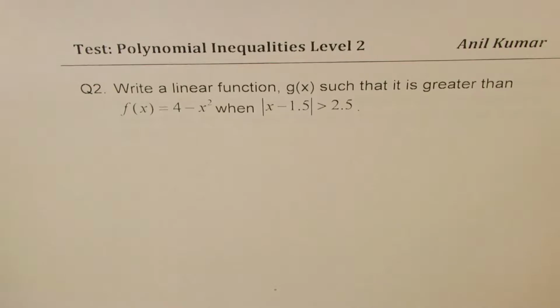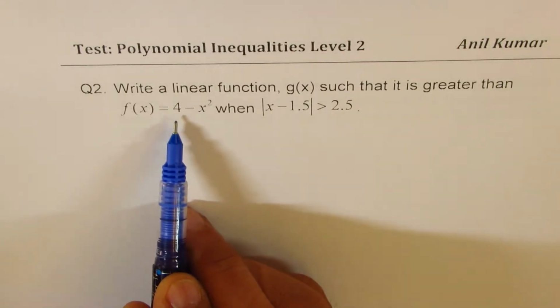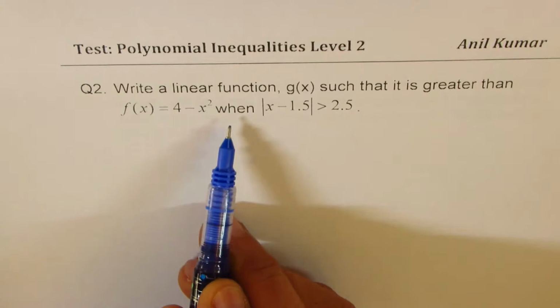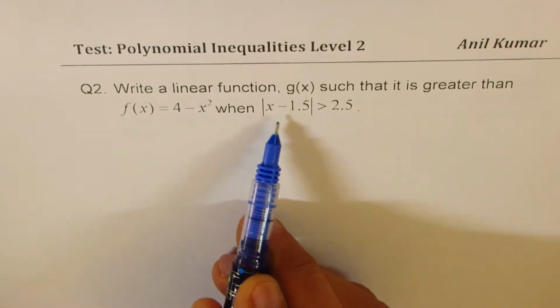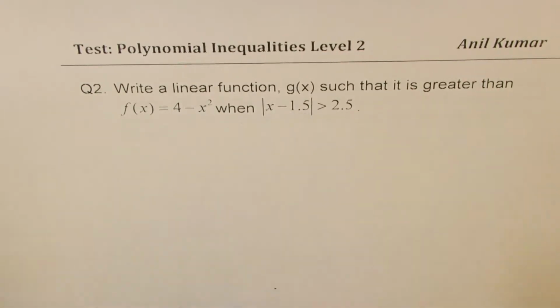Question number 2. Write a linear function g of x such that it is greater than f of x equals 4 minus x squared when the absolute value of x minus 1.5 is greater than 2.5. So we are relating three functions in this particular case and then trying to find the solution of an inequality. I'd like you to pause the video, answer this question, then look into my suggestions.